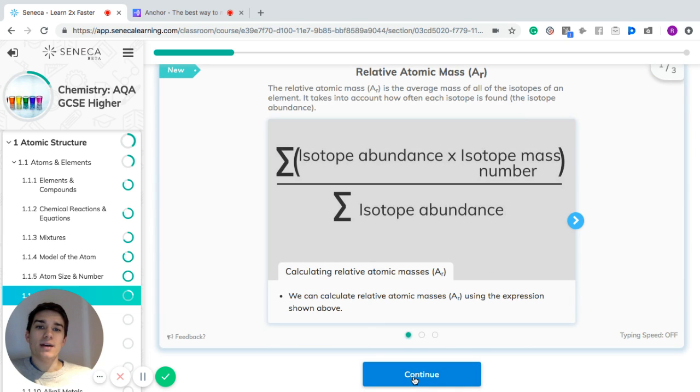Now the relative atomic mass, which we can say is the Ar, with a small r just below the A, is the average mass of all the isotopes of an element. It takes into account how often each isotope is found, which we call the isotope abundance. When we calculate the relative atomic mass, we use the sum of each isotope abundance times the isotope mass number, all divided by the sum of the isotope abundances.